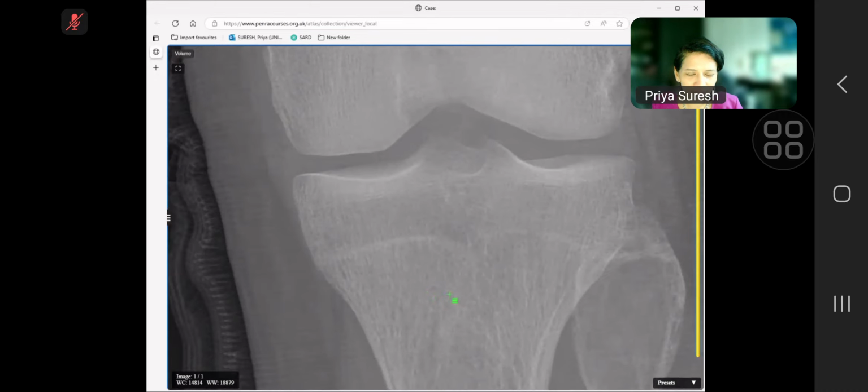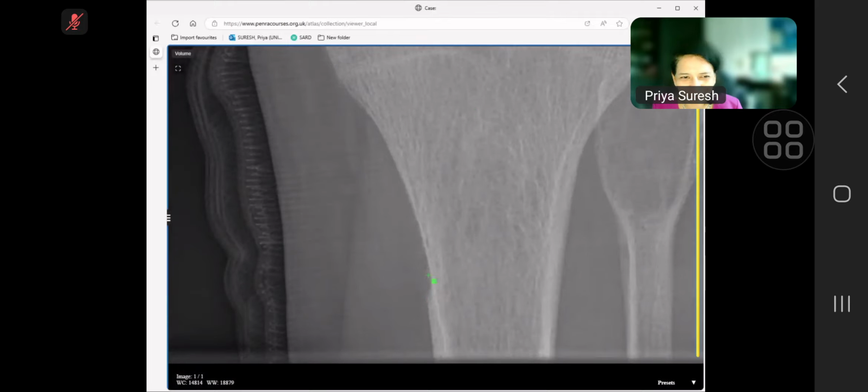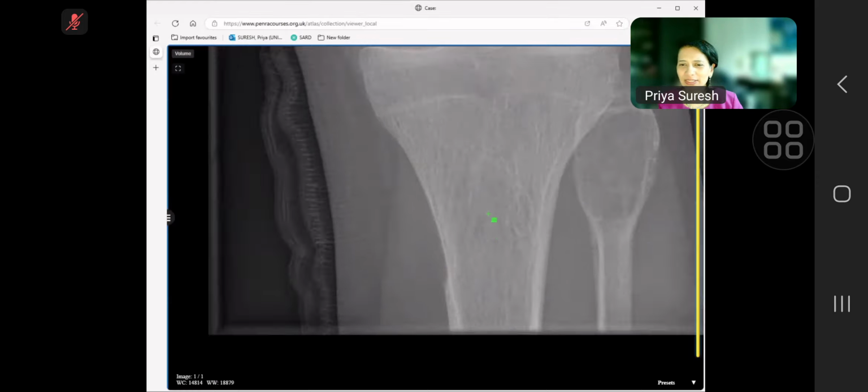Sometimes examiners are very proud of some of their cases. Look at that. It's a very nice case of subperiosteal resorption. So, primary hyperparathyroidism. So you were getting there.